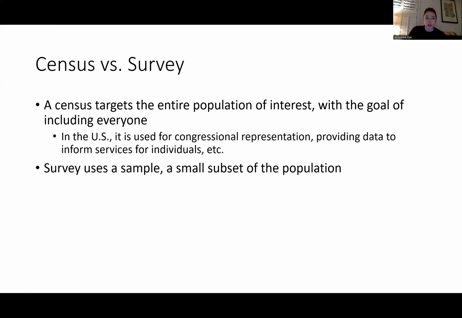So a census versus a survey. A census is different than a survey in that it targets the entire population of interest with the goal of including everyone. In the United States, census information is used for congressional representation, so making sure that there's enough representatives to represent the population in a specific geographic area. It can also provide data to inform services, so if there need to be more community mental health centers or food banks, things like that. A survey, on the other hand, uses a sample. Like we talked about before, a sample is a small subset of the population.